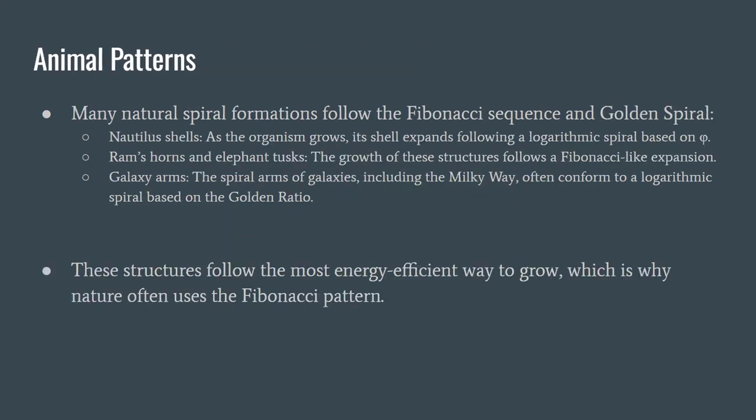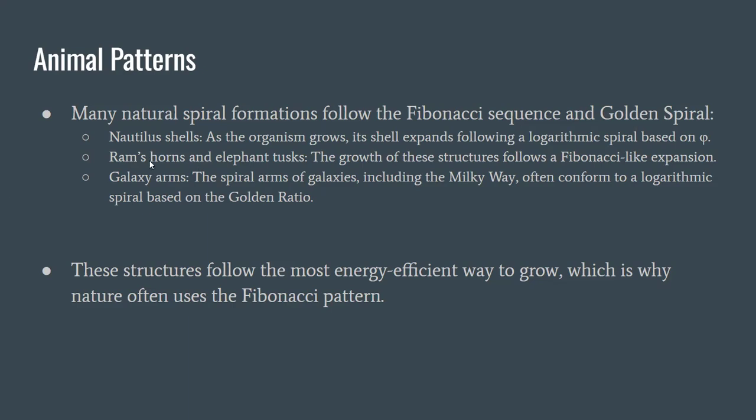The last real world example is animal patterns. Many natural spiral formations follow the Fibonacci sequence and golden spiral. If you think of a nautilus shell, as it grows, the shell expands following a logarithmic spiral based on the golden ratio. If you find a shell in nature, you may notice that it wraps in on itself, and that wrapping would be the golden ratio spiral.